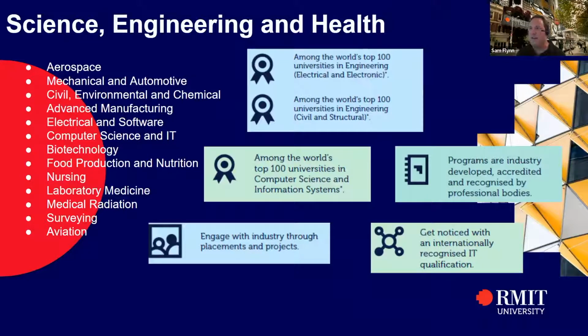So we have the Science, Engineering and Health College. Obviously, focusing a lot on engineering. So we've got the aerospace, mechanical, automotive, civil, environmental and chemical, advanced manufacturing, electrical and software. They're all the engineering programs. And then we've got the computer science and IT programs, biotechnology, food production, nursing, laboratory medicine, medical radiation, surveying and aviation.